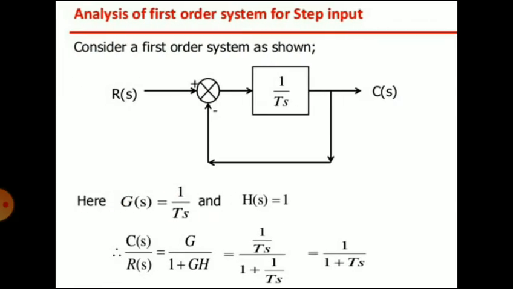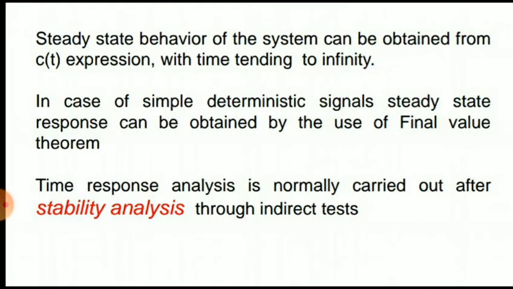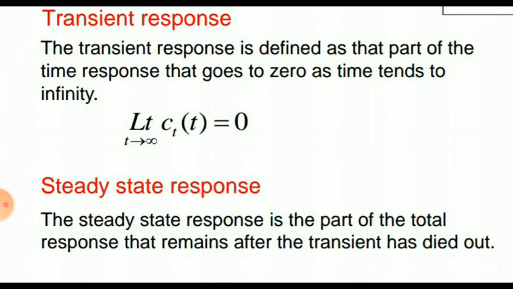So taking limit t tends to infinity of c(t), that we have seen here. So taking limit of t tends to infinity of c(t), the final steady state value css of the output also can be obtained.